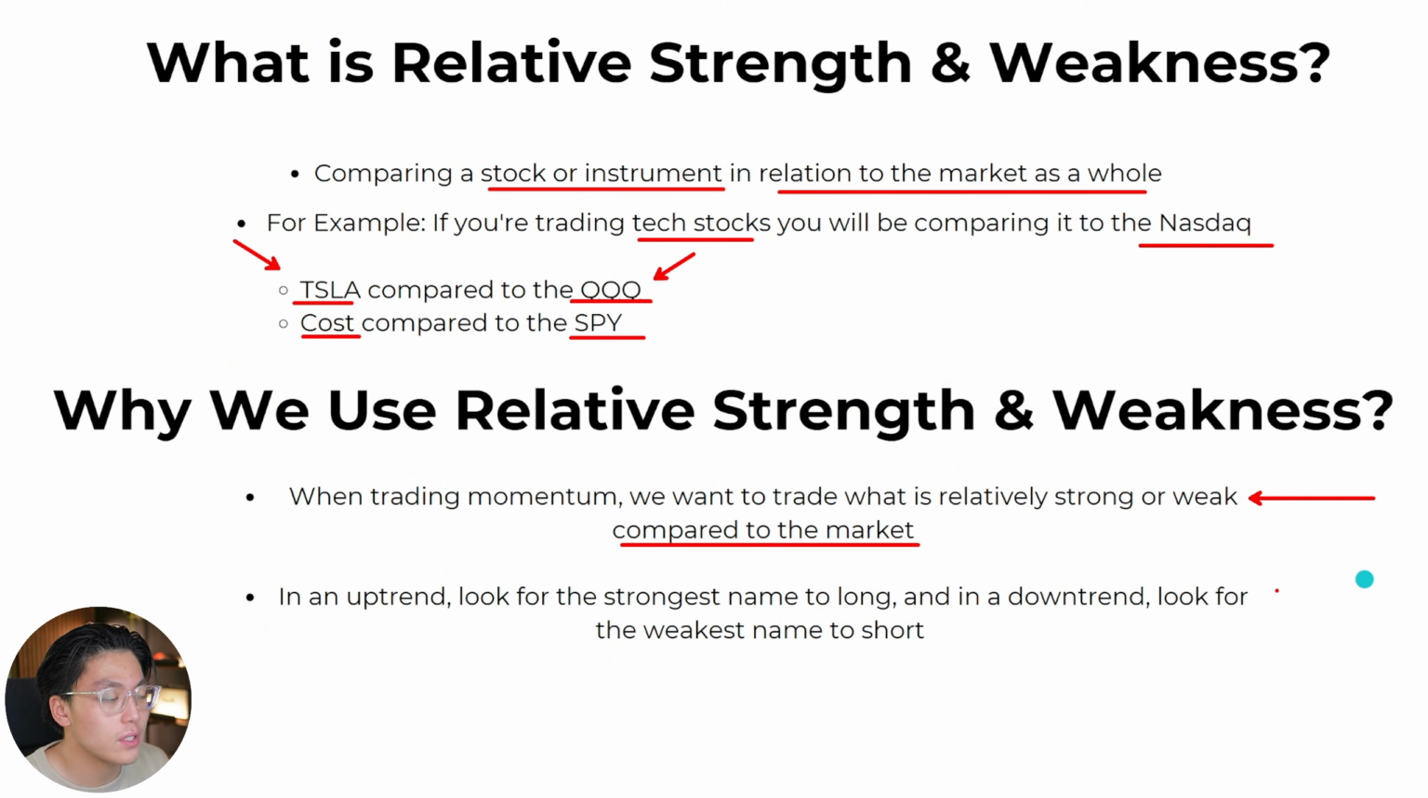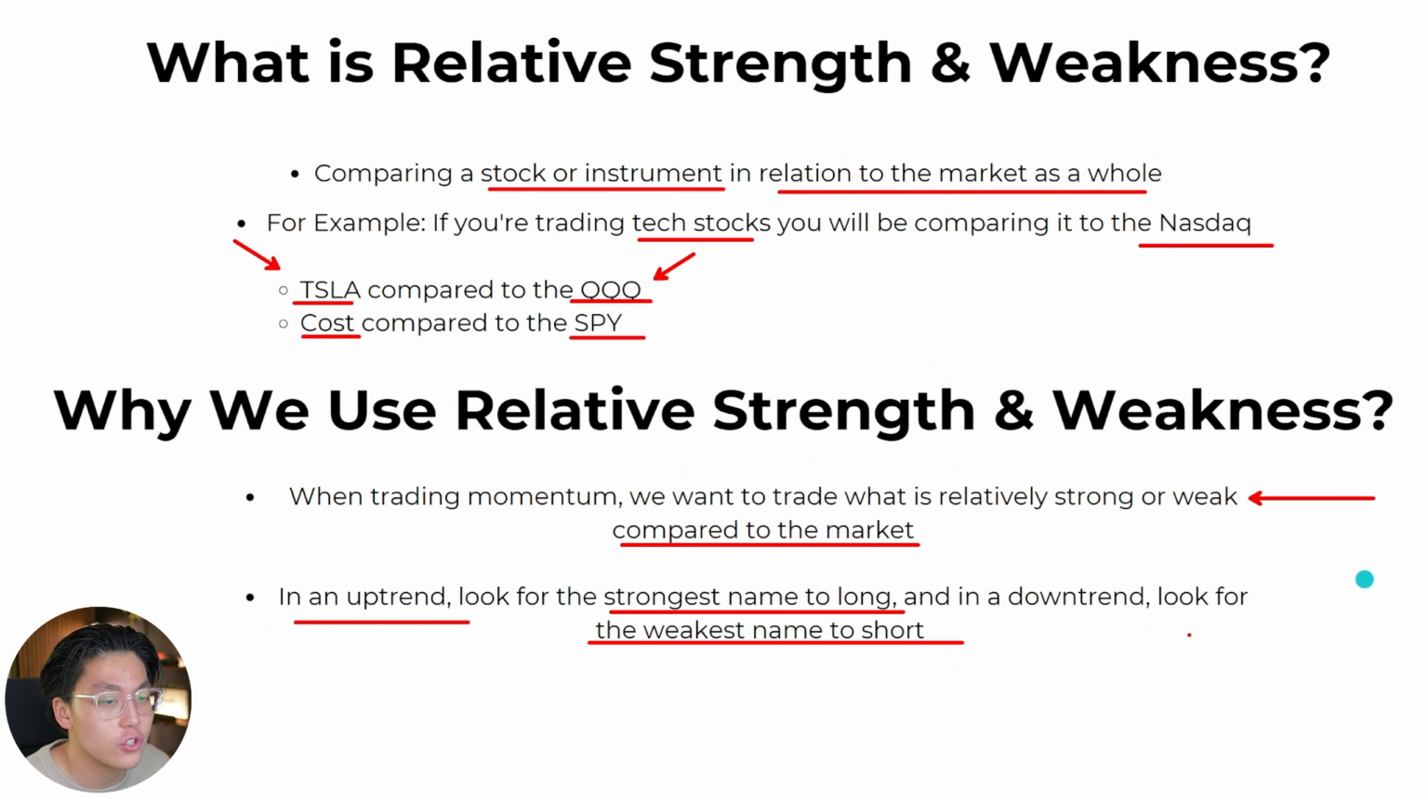And that basically goes into my next point, which is: in an uptrend, look for the strongest name to long, and in a downtrend, look for the weakest name to short. This is a great rule of thumb when you're looking to trade on the higher time frames and intraday as well. It'll save you a lot from unnecessary trades. If you're longing a name and it's relatively weak compared to the market, you have to be very careful, because if the market does want to stall or potentially reverse, your name is going to be the first one to drop just based off the relative weakness.